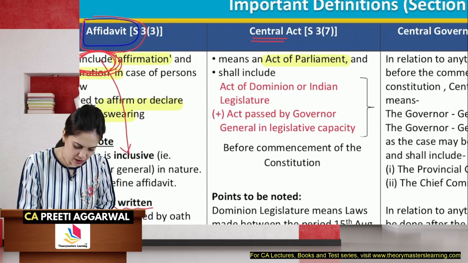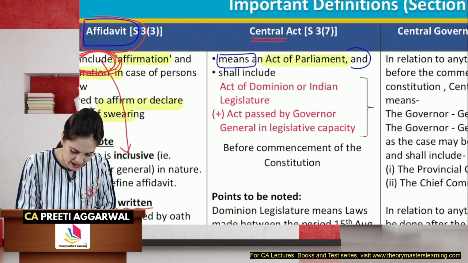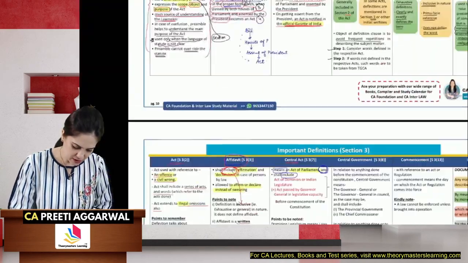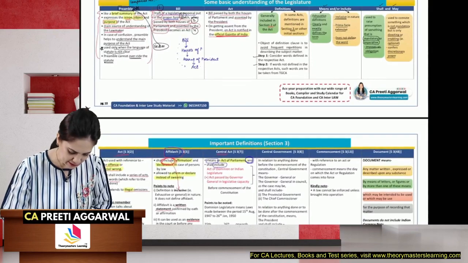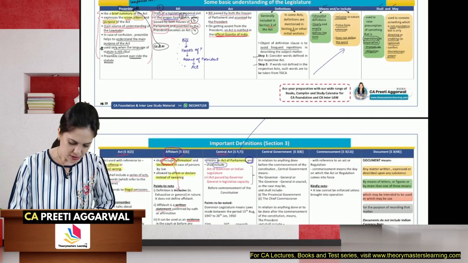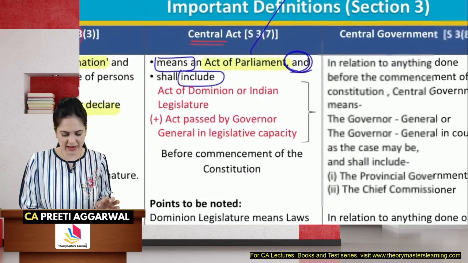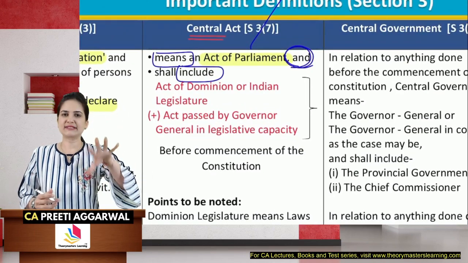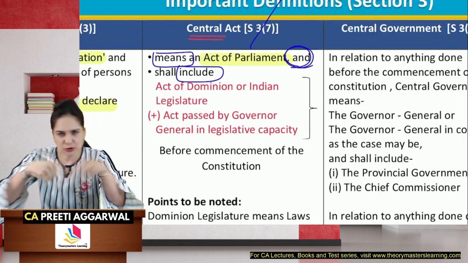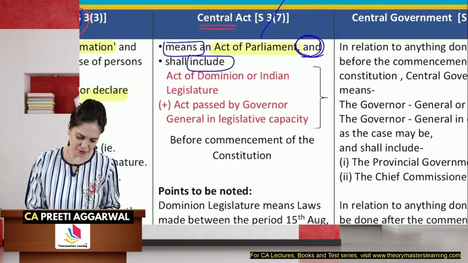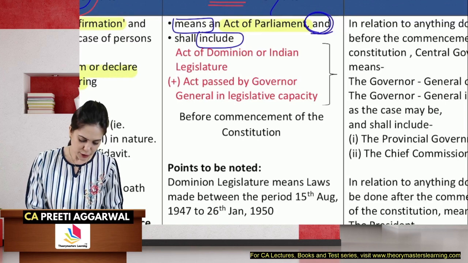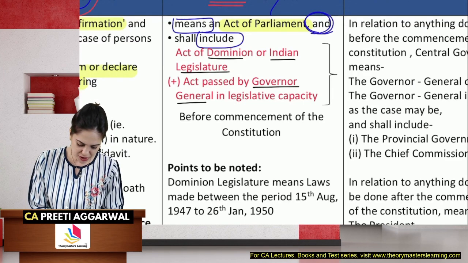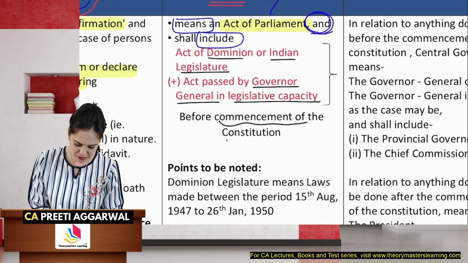So see over here, it is written means and includes, not means or includes. Did you notice something? Here it means an act of the parliament and it also includes. So they have defined Central Act as the act of parliament, but it also includes, so they have widened the scope of definition by saying that it also includes the act of dominion or Indian legislature. It also includes act passed by the Governor General in legislative capacity before commencement of the constitution.